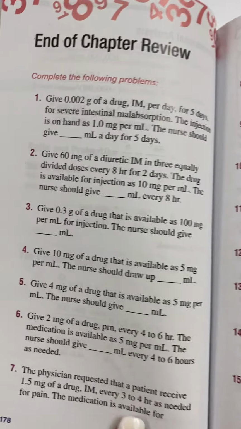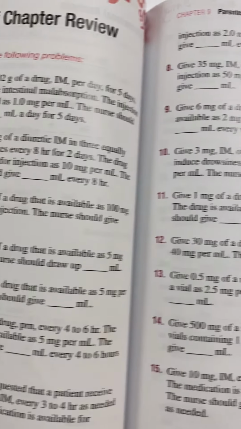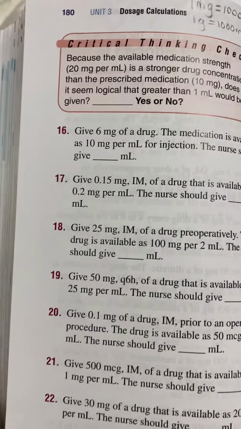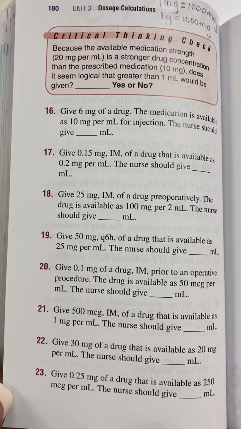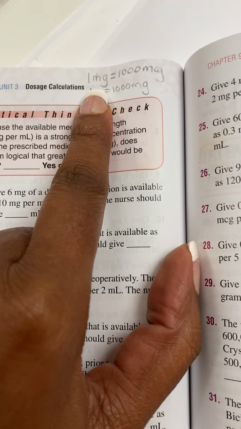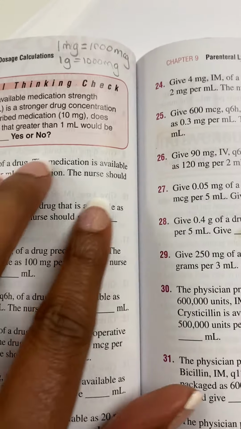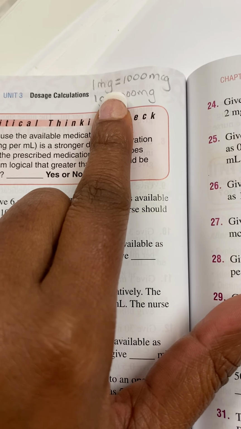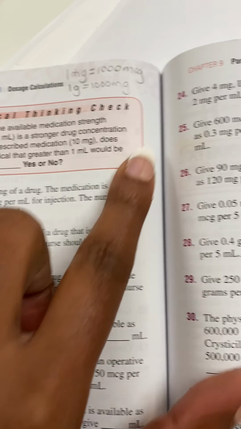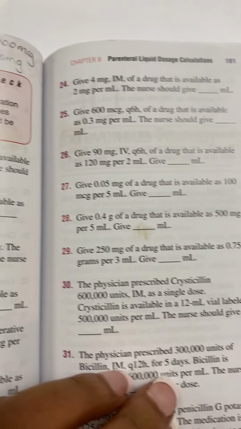This is the homework assignment, page 178, page 179, 180. And I always write notes at the top to help me as far as conversions if I'm using it a lot. 1 milligram equals 1,000 micrograms. 1 gram equals 1,000 milligrams. So that is going to be key to your assignment.